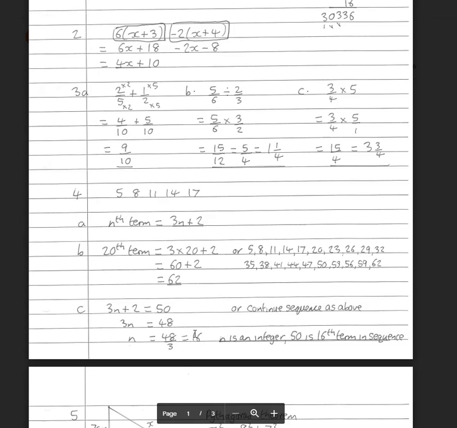Now that's a whole number, and that means basically that the 16th number will be 50. So yes, 50 is in the sequence. If this was a decimal number, then we would know that 50 isn't in the sequence. If someone asked me whether 51 was in the sequence, then that would be 49, and n would be 49 divided by 3, and that would get me 16.333333. And the fact that it's not a whole number tells me that the number isn't in the sequence.